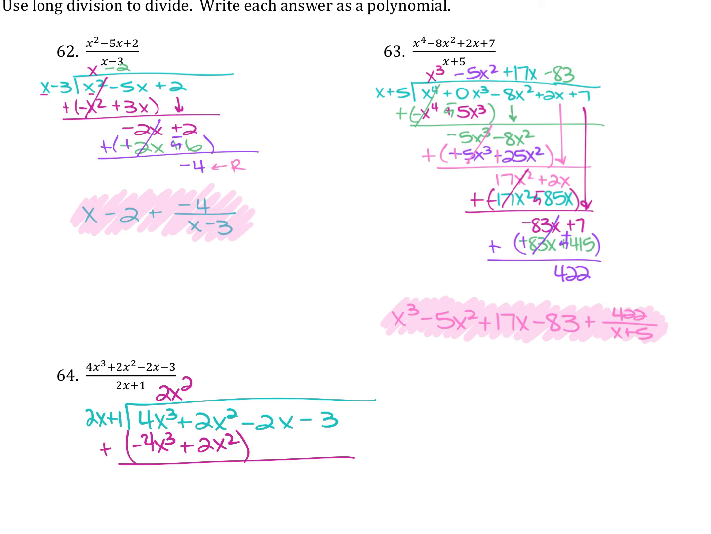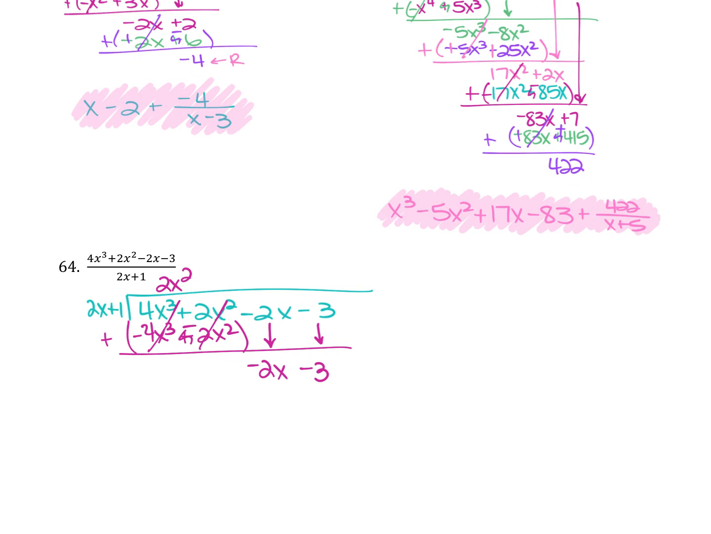You subtract these or add the opposites. They both cancel. You're not only going to bring down the -2x, but you're also bringing down the -3 because you need two terms to work with. From here, the 2x times what is -2x? It's -1. So that's just going to give us a -2x minus 1 underneath. And then we subtract or add the opposites. Those 2x's cancel. -3 plus 1 is -2. So this gives us 2x squared minus 1 plus -2 over 2x plus 1.